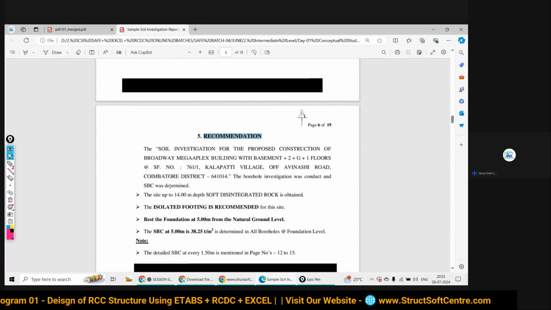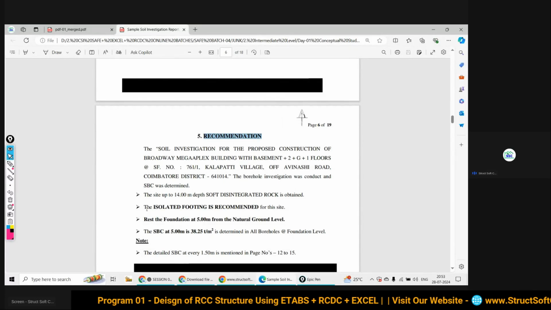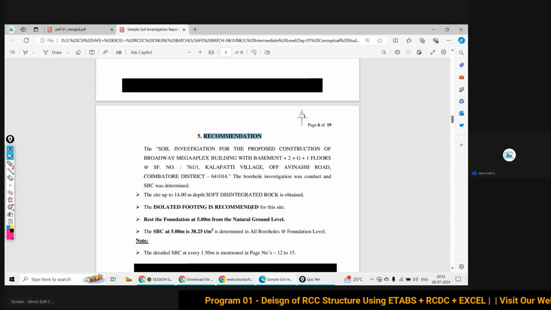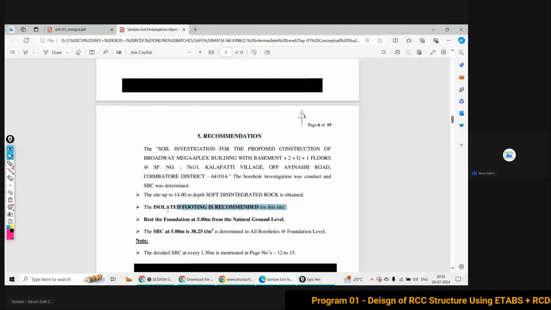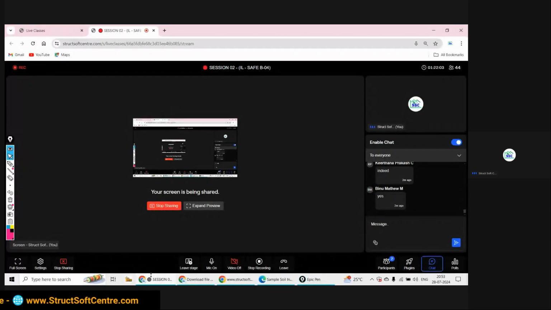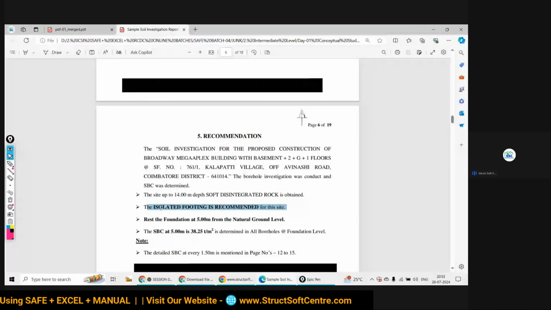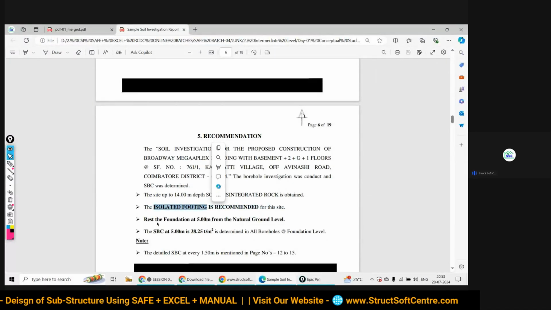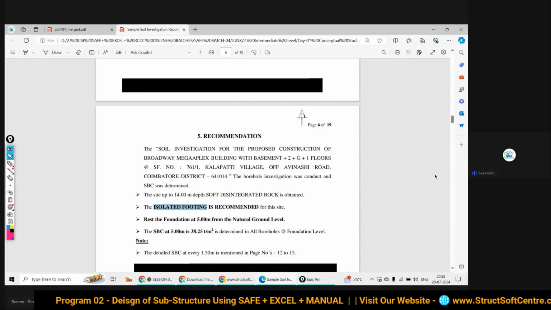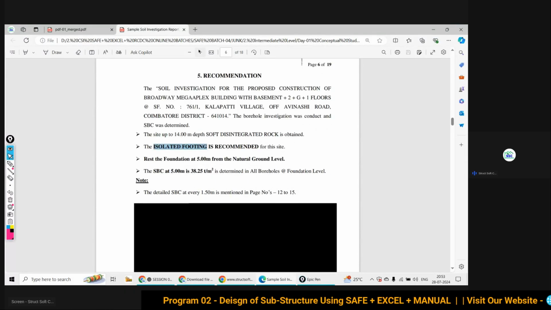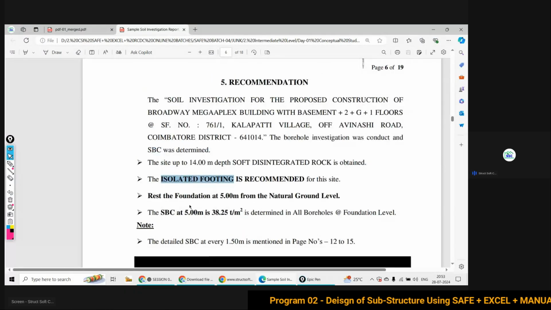So in the recommendation, what they are suggesting is that the isolated footing is recommended for this project, for this site. Which type of foundation are they recommending? The isolated footing. At what depth do we have to put our foundation? At a depth of 5 meter below the natural ground.